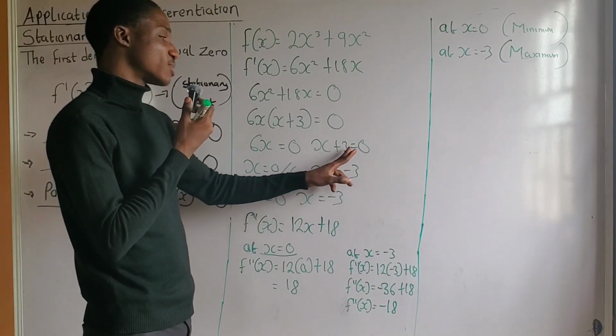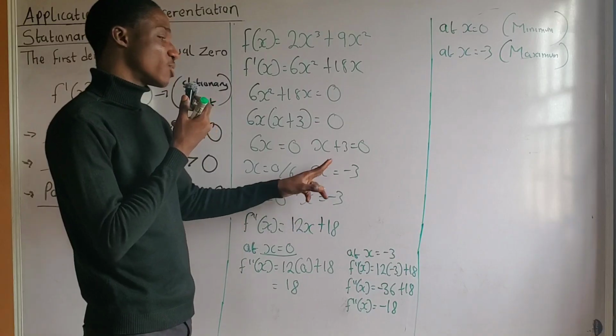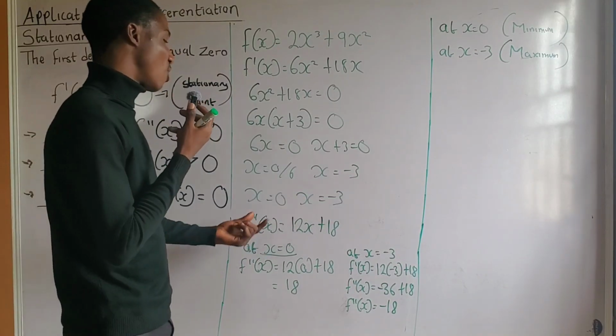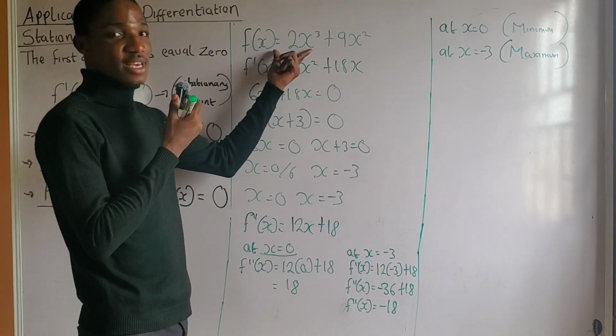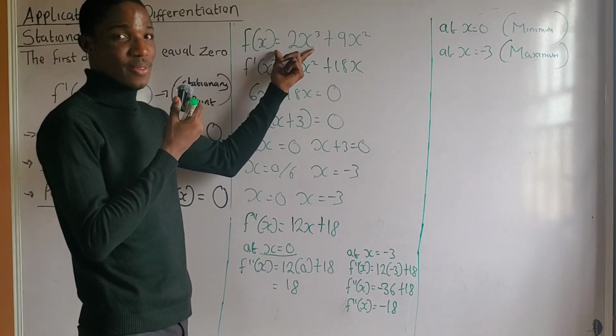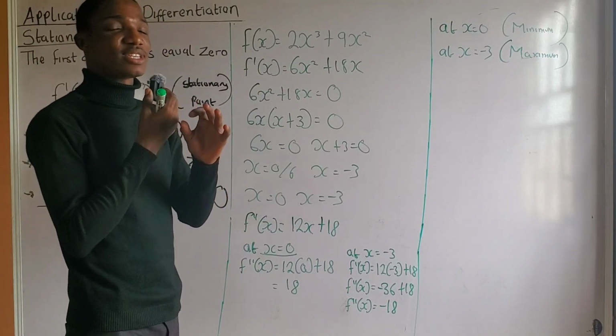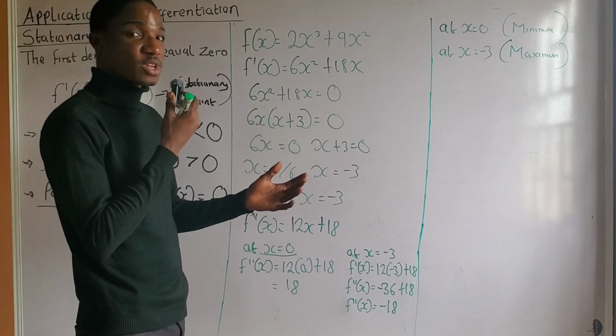x plus 3 equals 0, so x will be equal to negative 3. Okay, now all these 2 points are the stationary points of this curve. Yes, they are the stationary points of this function. Now, we want to determine whether the stationary point is maximum, minimum, or point of inflection.